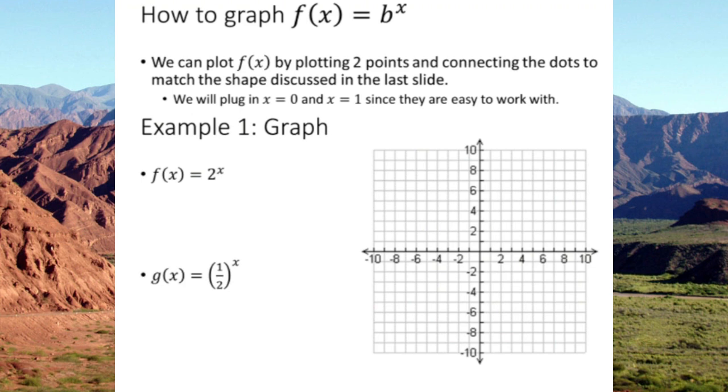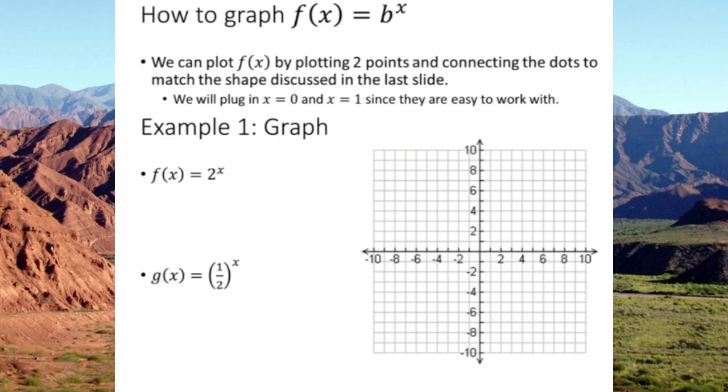We talked about last section how f of x equals b to the x is either an increasing or decreasing function based off the size of b. We also talked about how one side of f of x equals b to the x approaches the x-axis but does not cross it. Because the shape of f of x equals b to the x is so simple in nature, all we need is 2 points to help us graph our exponential function. The two easiest numbers to plug into our exponential functions are 0 and 1.